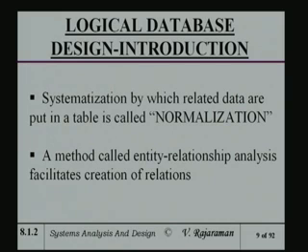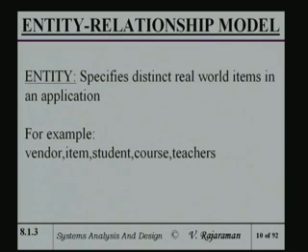The idea of entity again and again occurs in computer science. Later on, the same idea of entity will occur in object oriented design, which will come later in this course. But the question is, we have to define what is an entity, and we have to define what is a relationship. Entity specifies a real world item in an application. In other words, it's something which exists as either animate or inanimate.